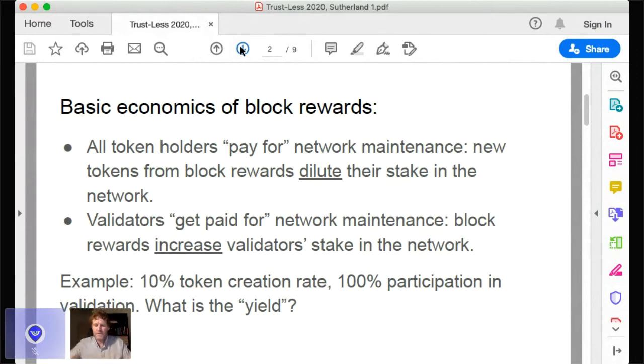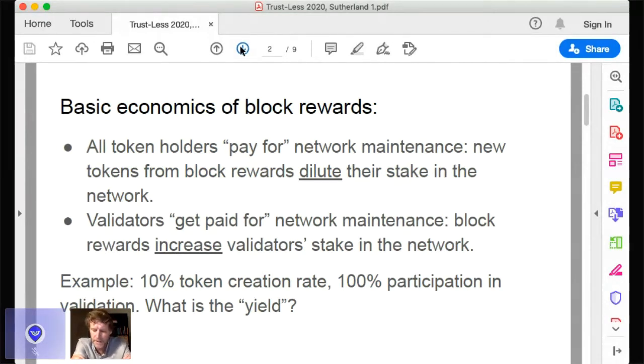And to see why this is so critical, look at the example here. Imagine a very simple hypothetical cryptocurrency where there's a 10% token creation rate, or you can call it a 10% inflation rate. That means at the end of a year, you're going to have 10% more tokens in existence. But in this hypothetical cryptocurrency, everybody's a validator. Everybody who owns tokens participates and shares in that distribution and that creation of 10% of tokens.